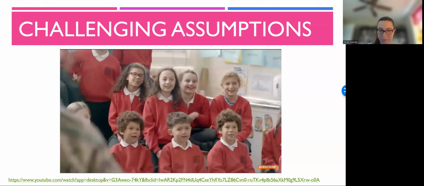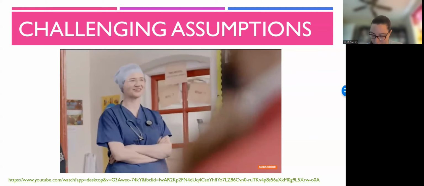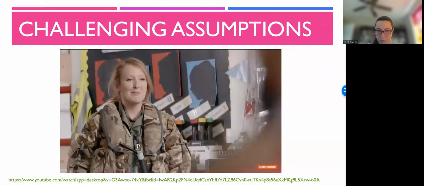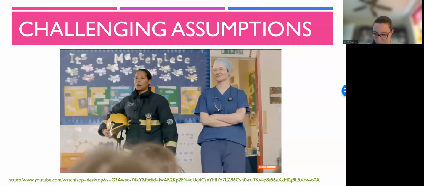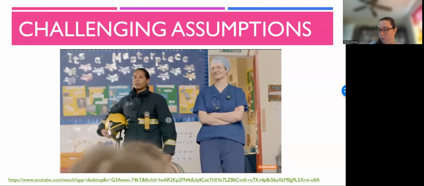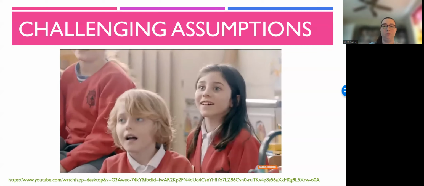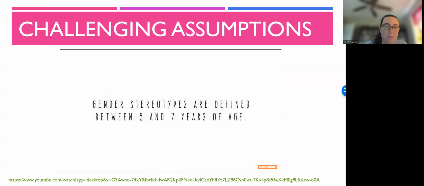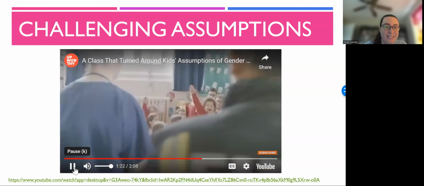They're dressed up. My name's Tamsin and I'm a surgeon in the NHS. My name's Lauren and I'm a pilot in the Royal Air Force. My name's Lucy. I'm a firefighter in the London Fire Brigade. So who wants to know how to do an operation?